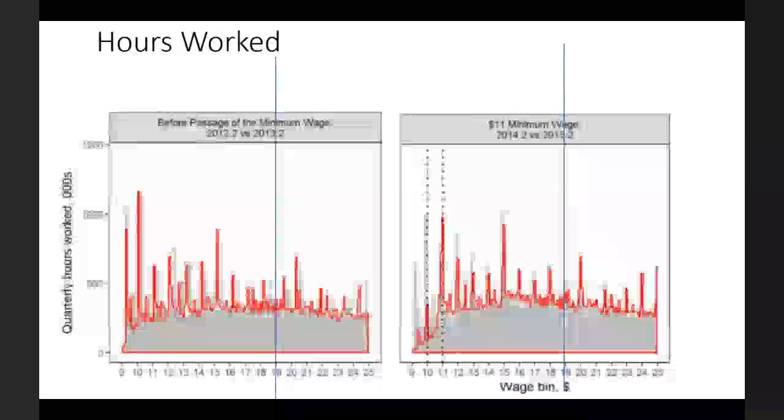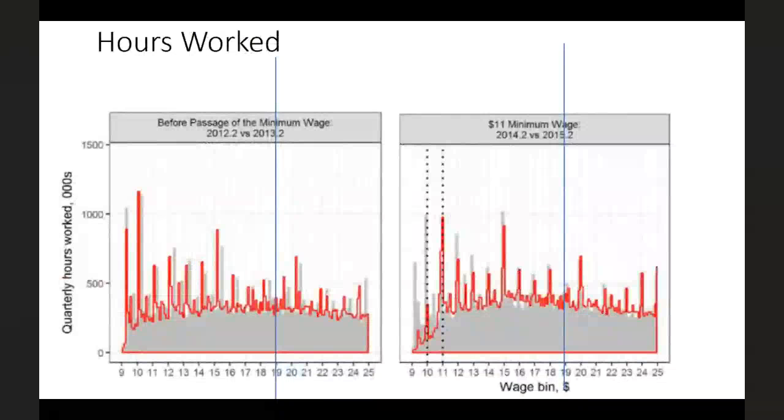So the way that they're going to try this is they're going to make the total number of jobs or the total number of hours worked at every wage level before and after the minimum wage passed. So the way that these graphs work is the red lines basically tell you the number of jobs in the year in question, right? So in 2015, the second quarter of 2015, right after the $11 an hour minimum wage passed, the gray is going to show you what the employment distribution looked like in the year before.